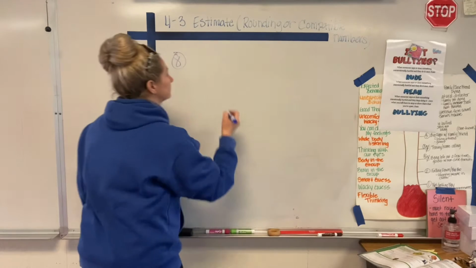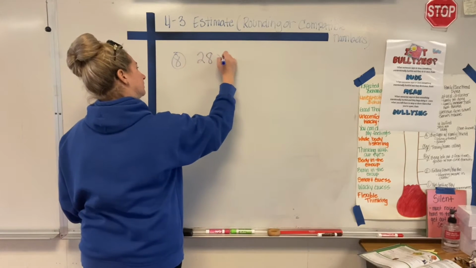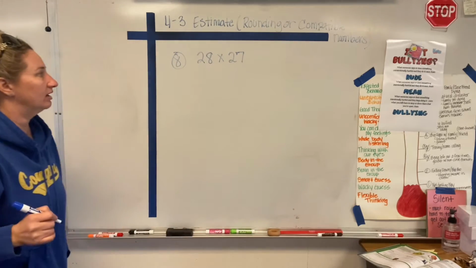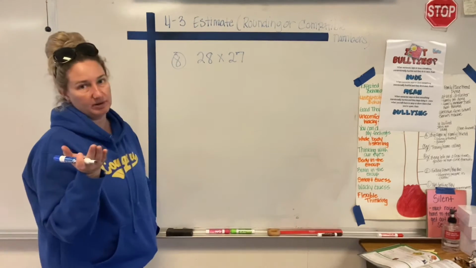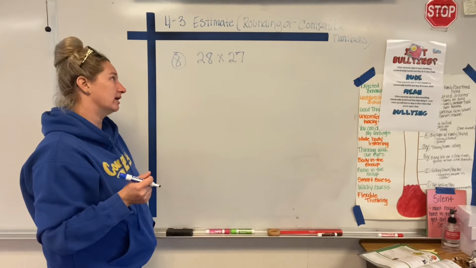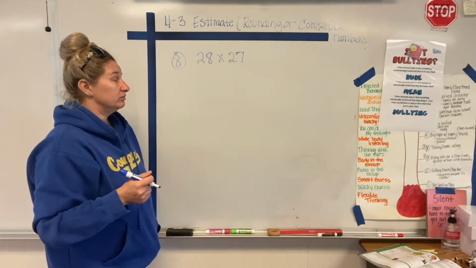28 times 27. Okay, so this one is a little bit more to think about. Okay, so I could use compatible numbers, or I could round, or I can do both.